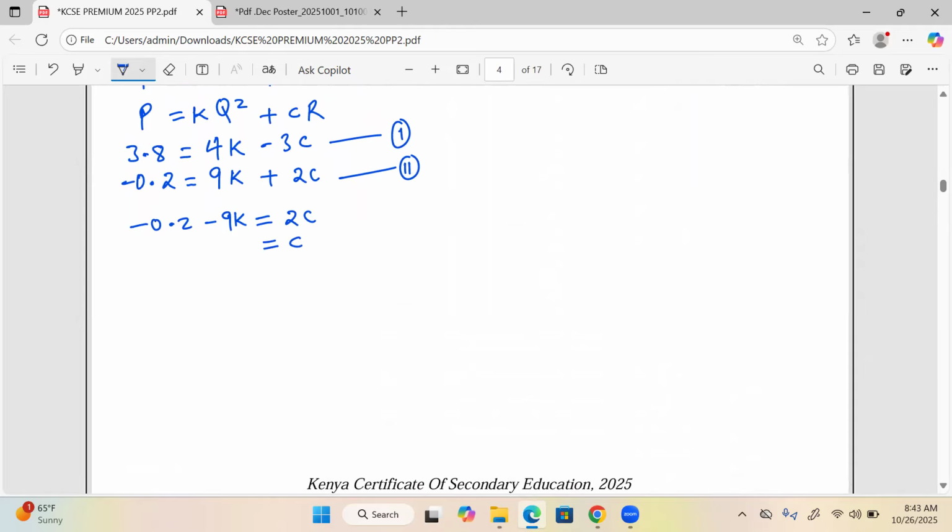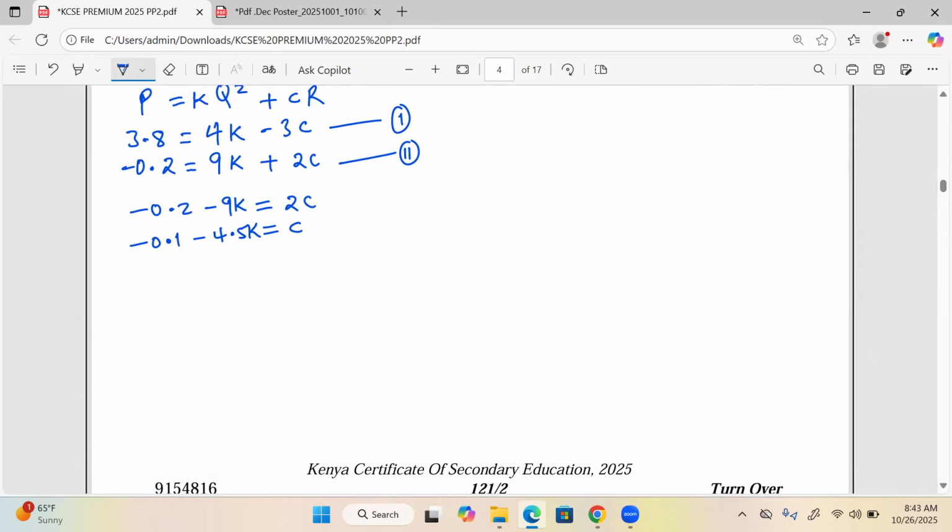So to remain with C, we divide through by 2. C equals -0.1 minus 4.5K. So now we take this one to equation 1 because this is from equation 2. If this is from equation 2, it means we can now rewrite equation 1, and where there is C, we substitute. 3.8 equals 4K minus 3 instead of C, like that.